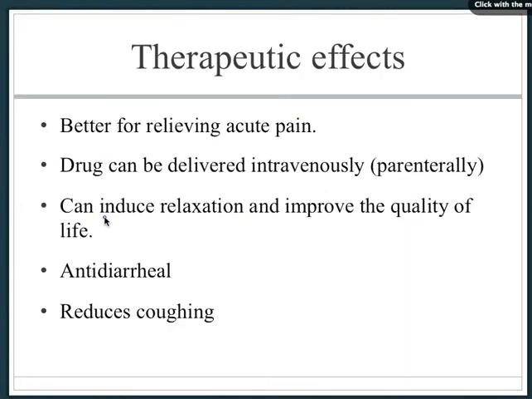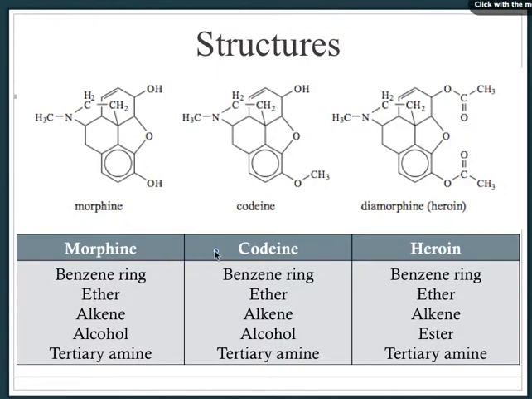We have codeine in the middle. Again, you've got the benzene ring, the ether, the alkene, an alcohol group, and again that tertiary amine. For heroin, you've got a benzene ring, an ether, an alkene, an ester, and again that tertiary amine. So they are very similar in structure, changing really just these groups coming off of the benzene, from a phenol to a phenyl.